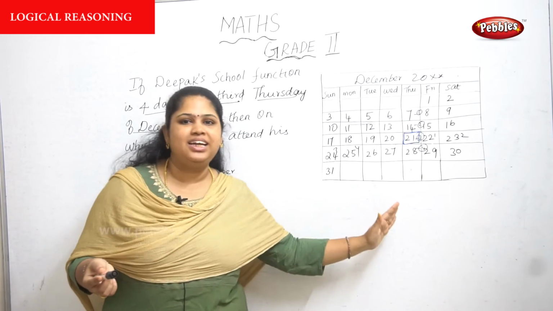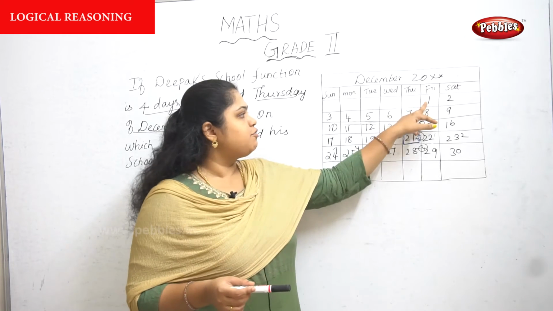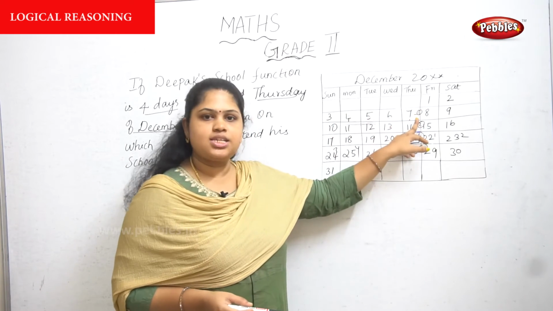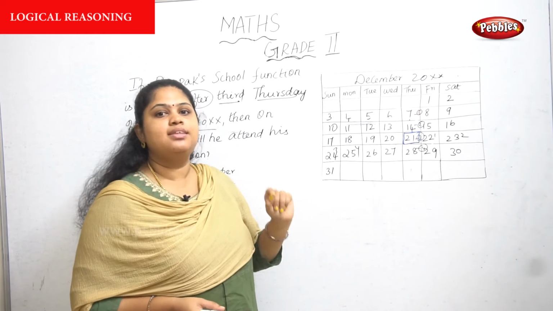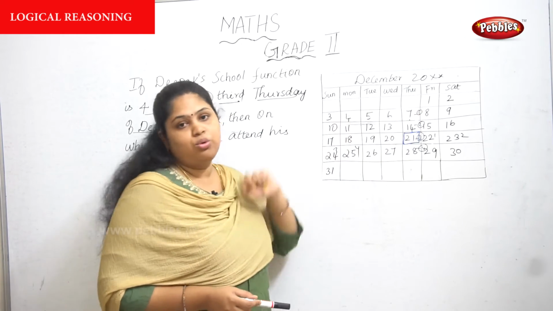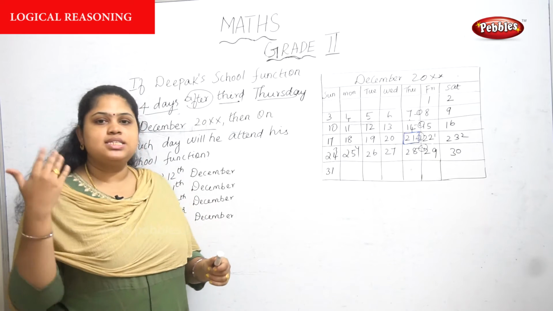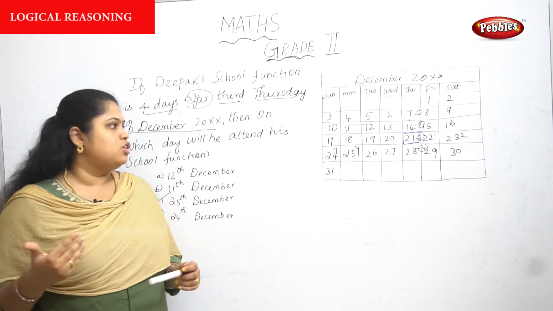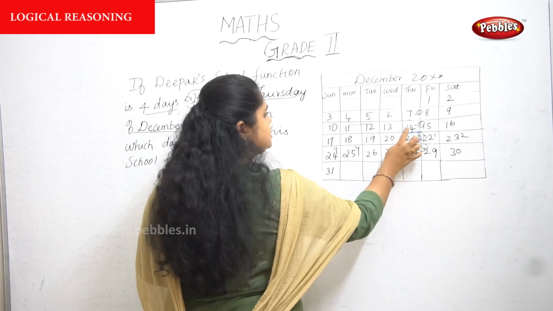week Monday. What is the first week? This is the first week: 1, 2, 3, 4, 5, 6, 7. The first 7 days is the first week. So first week, which Monday? First week Monday is Deepak's school function, so the 4th is Deepak's school function. Next you can ask second week Thursday is the Deepak school function. In the second week, 1, 2, 3, 4, 5, 6, 7, 14.